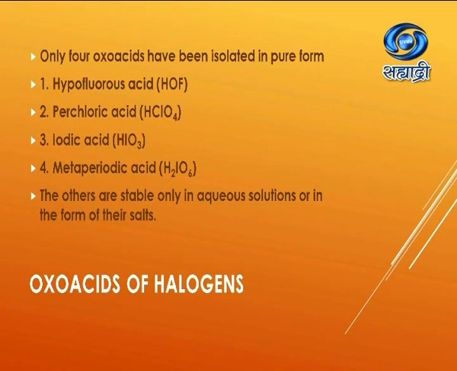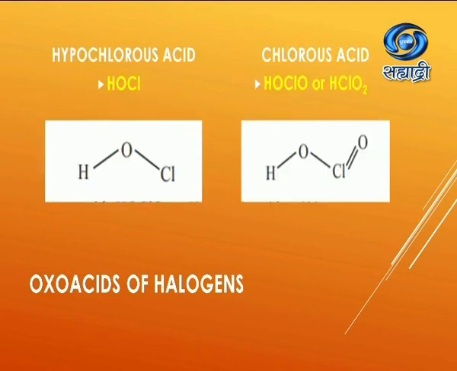Of the oxoacids of halogens, only 4 oxoacids have been isolated in pure form: hypofluorous acid HOF, perchloric acid HClO4, iodic acid HIO3, and metaperiodic acid H5IO6. The others are stable only in aqueous solutions or in the form of their salts. So here are some of the examples.